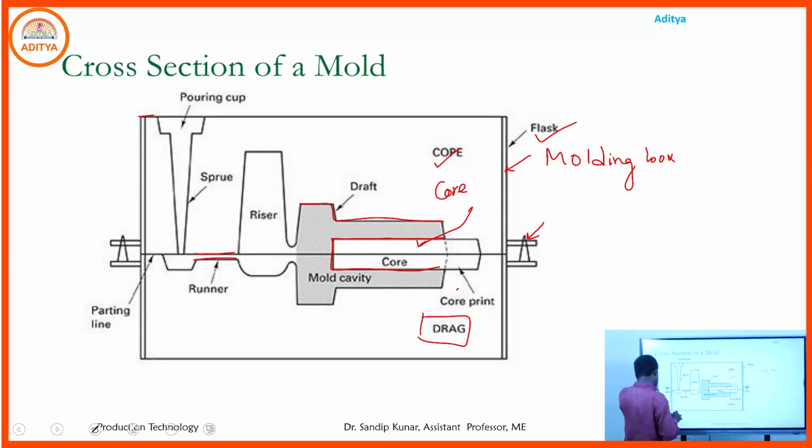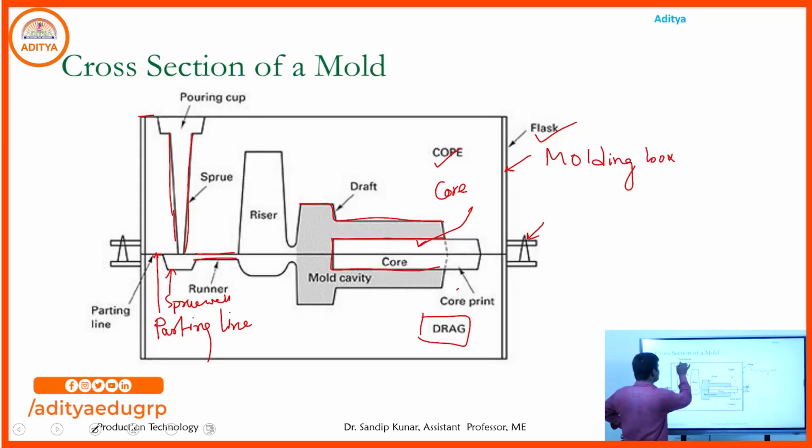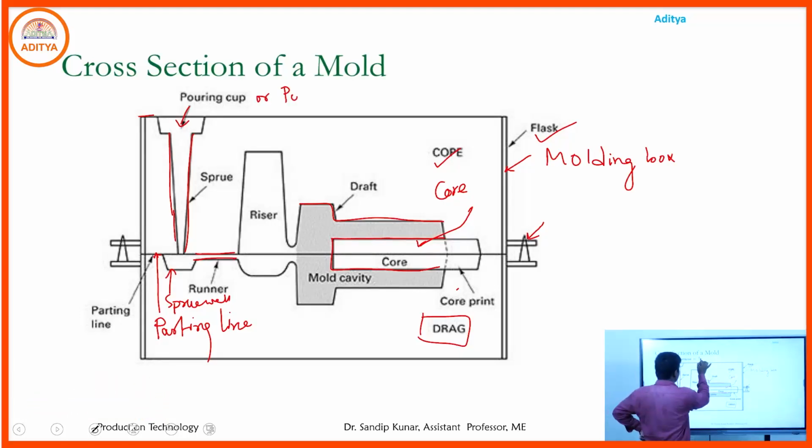The middle line is called the parting line. And the vertical section is called the sprue, and the sprue hole. And that is the pouring cup, also called the pouring basin.